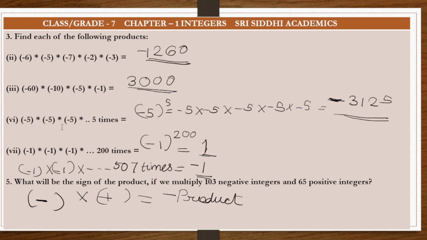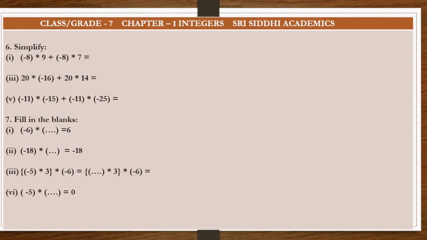Now let's solve the next questions from this exercise. Let's start with question number 6, which is to simplify. Part 1 says minus 8 into 9 plus minus 8 into 7. Here if you see, it's the distributive property, you can apply it here. A into (B plus C). We know this distributive property of multiplication over addition. If you do like this, the right hand side will be A into B plus A into C. Now the right hand side has been given to us: minus 8 into 9 plus minus 8 into 7.